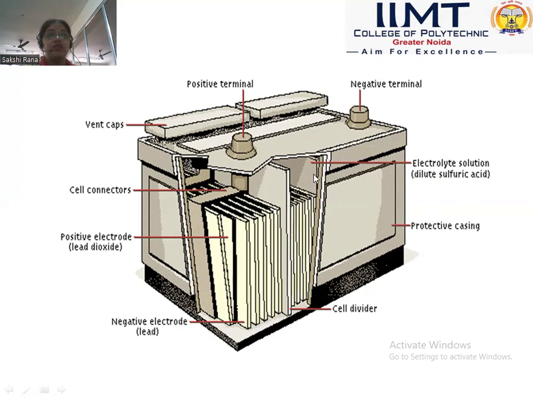And the electrolyte solution, that is dilute sulfuric acid, which is filled between the cathode and anode, due to which the charges of ions can take place.